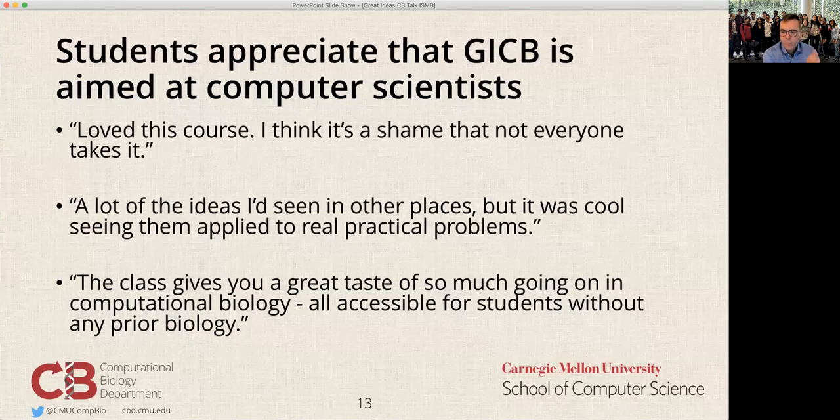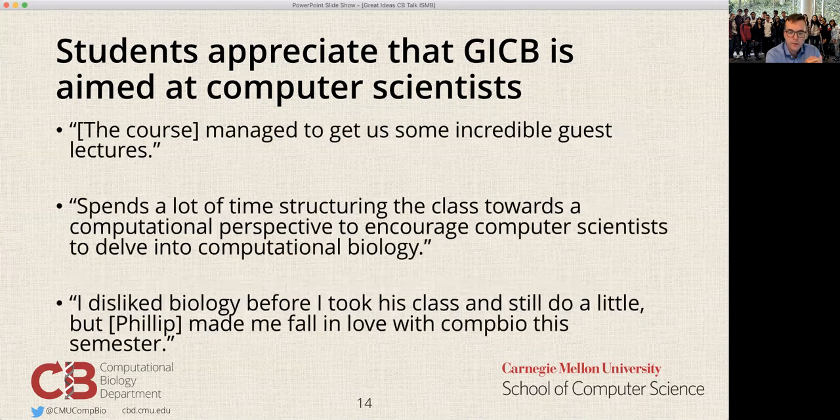Fortunately, when we've looked at the course evaluations for the course, we do see the students appreciate some of these aims, especially that this is a course that's tailored to computationally minded people. So I just provided a few sample quotes from our course evaluations showing that students responded to this, and that it's accessible to students without any prior biological background, and that they appreciated the fact that this is applied to something that's very real and very practical. Students also tend to really enjoy the guest lectures and get into those.